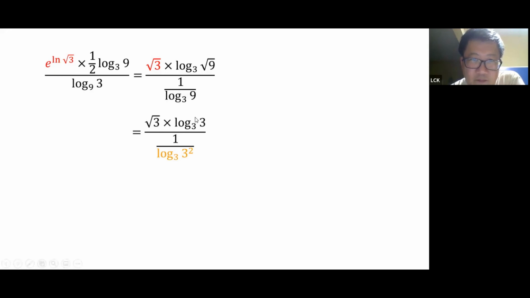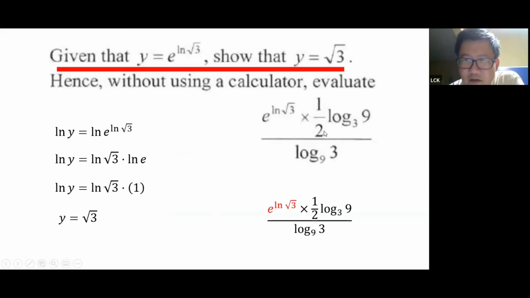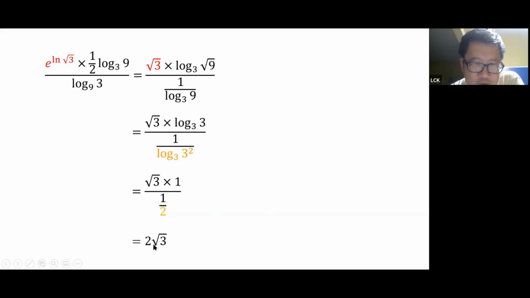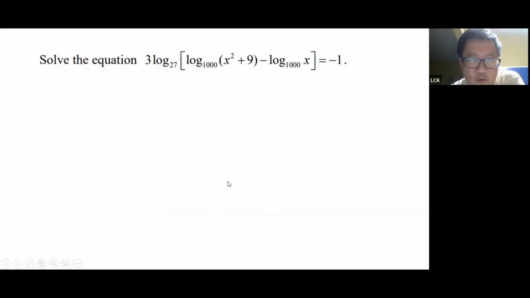The square root of 9 is 3. All right, log base 3 of 9 is log base 3 of 3 to the power of 2. And this simply equals to 1. This simply equals to 2. So that's 1, and that's 2 over here. And you have your answer, 2 square root 3. Simple. So you have your monster here. Evaluate this, and the monster has been tamed to just 2 square root 3. That's all. Simple.